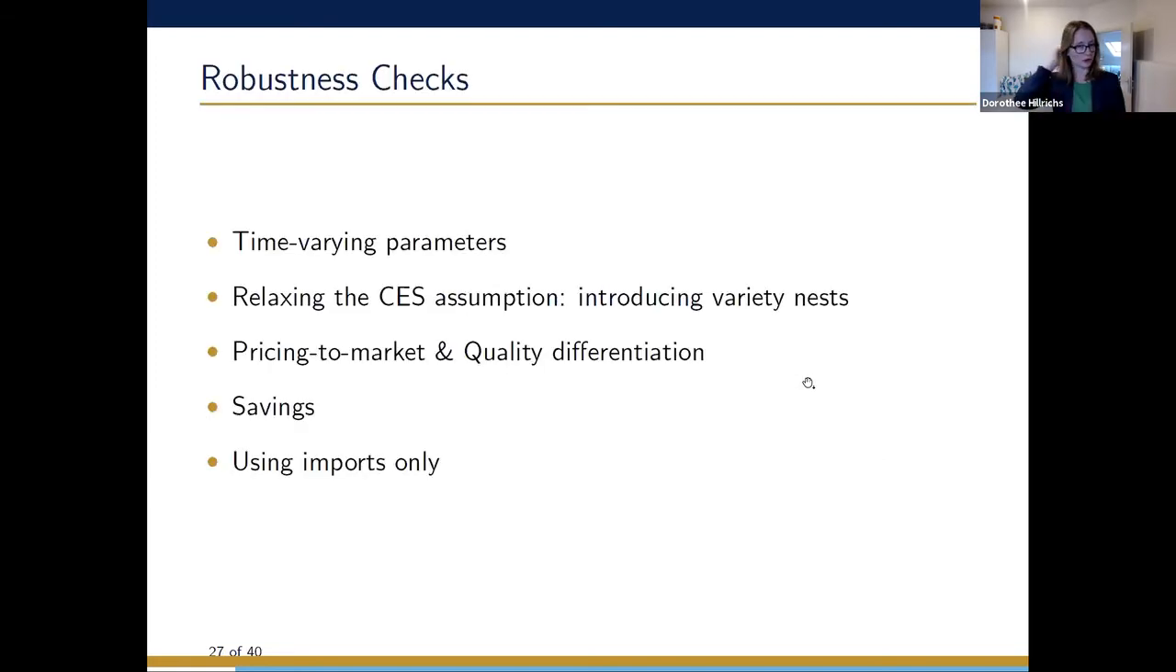So we do a bunch of robustness checks, mostly to vary the economic theory that underlies our methodology. I won't go into the details here, but if you're interested, I'm happy to share the paper, and it will soon be available also on our webpage.